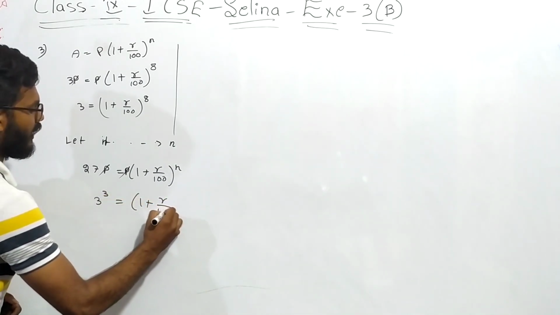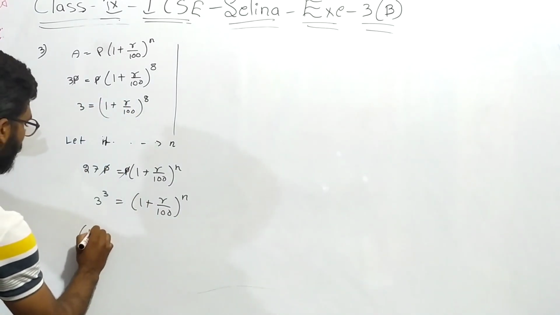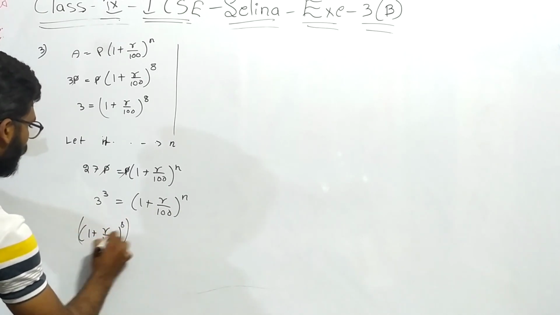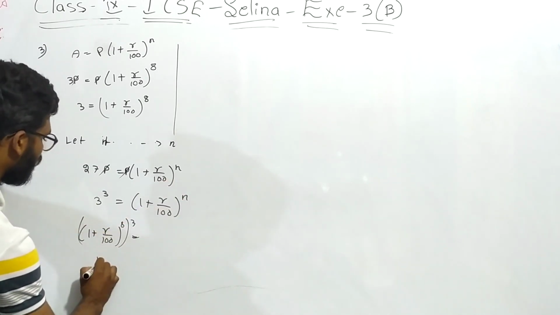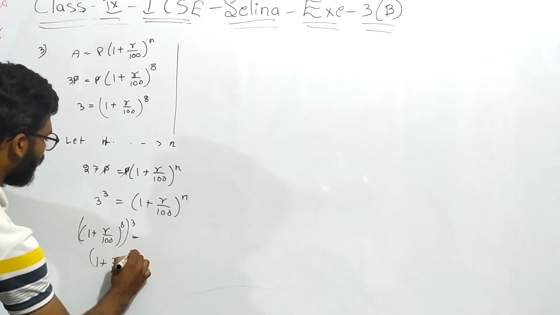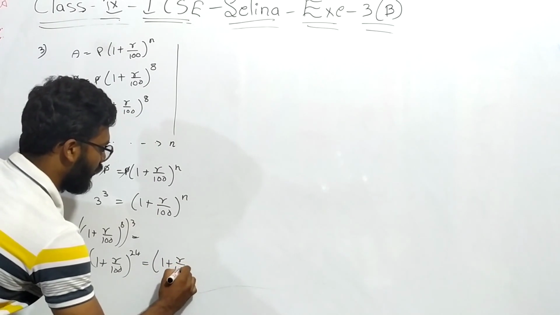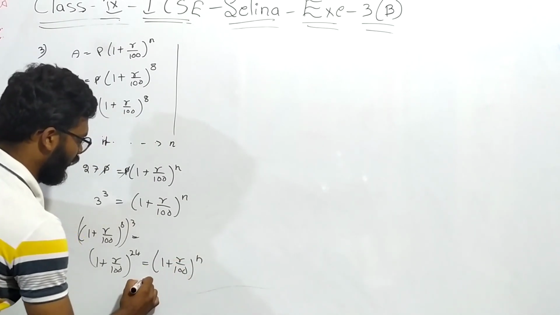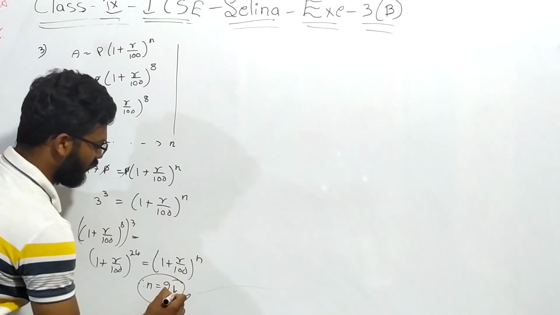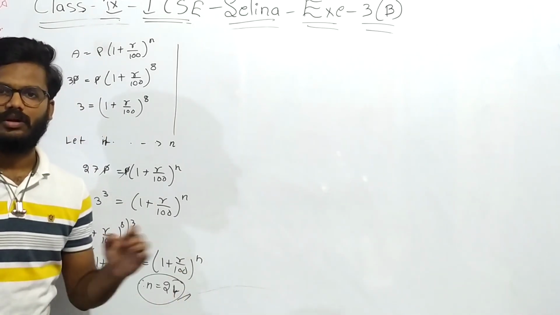So (1 plus R by 100) whole power n. And here 3 we can write like this, right? ((1 plus R by 100) whole power 8) whole power 3 is equal to this one. So (1 plus R by 100) whole power 24 is equal to (1 plus R by 100) whole power n. So therefore n is equal to 24 years. Why? Because the bases are equal, the powers are also the same.